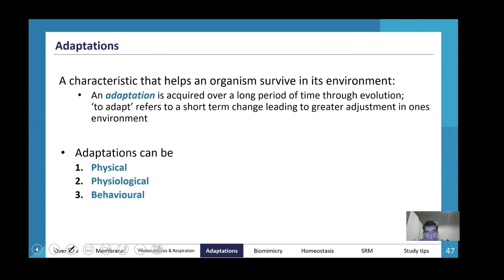But now we can move past that and start talking about adaptations. Now, an adaptation is a characteristic that helps an organism survive in its environment. An adaptation is acquired over a long period of time through evolution. To adapt refers to a short-term change leading to greater adjustment in one's environment. Adaptations can be physical, physiological, and behavioral.